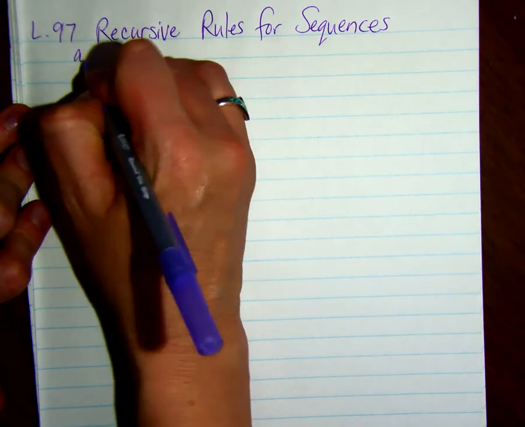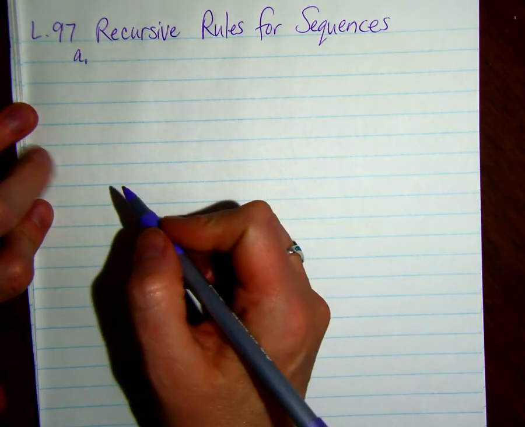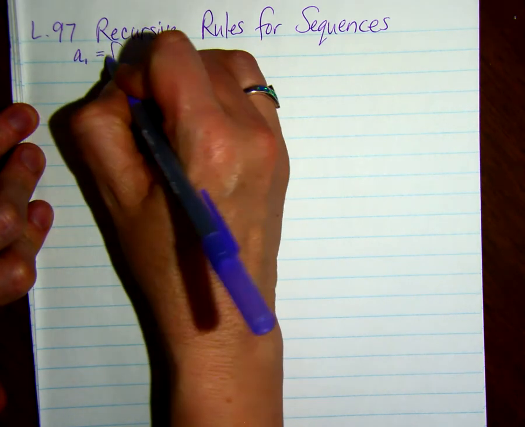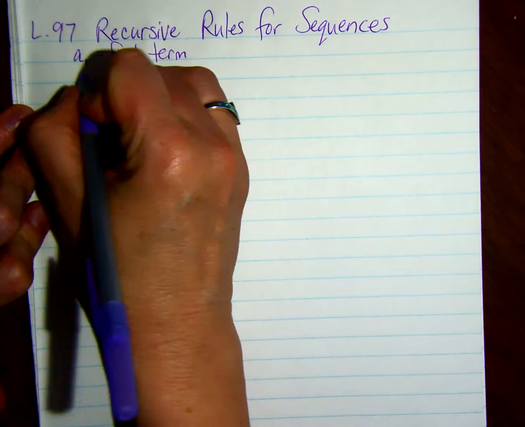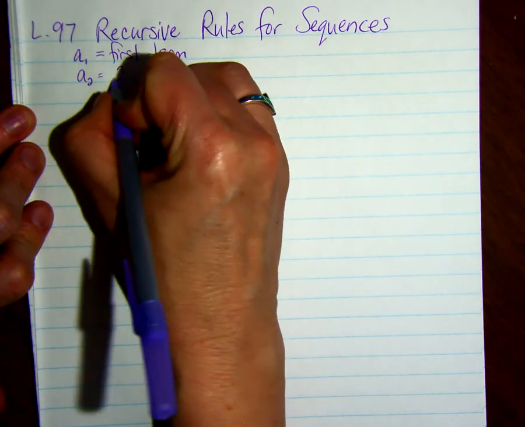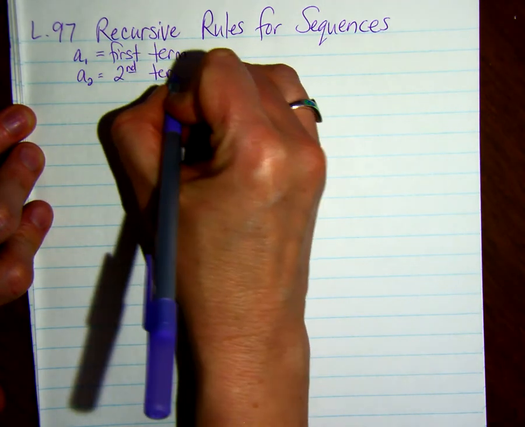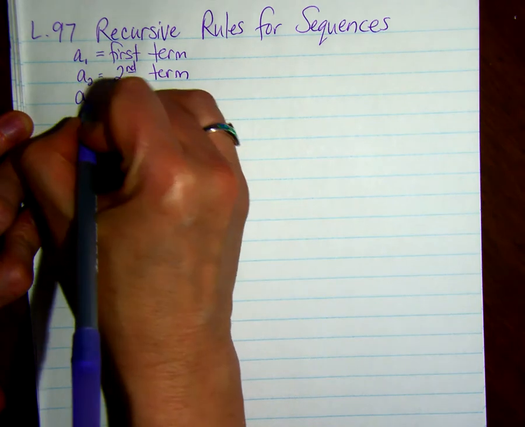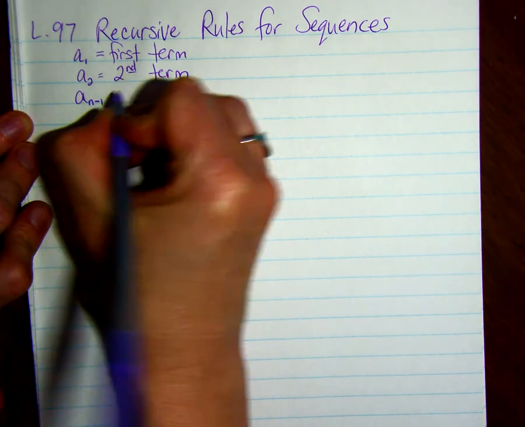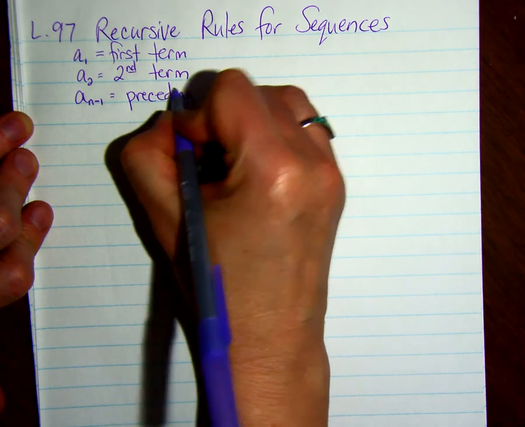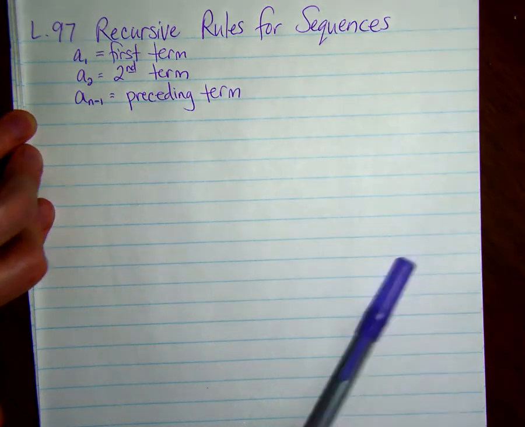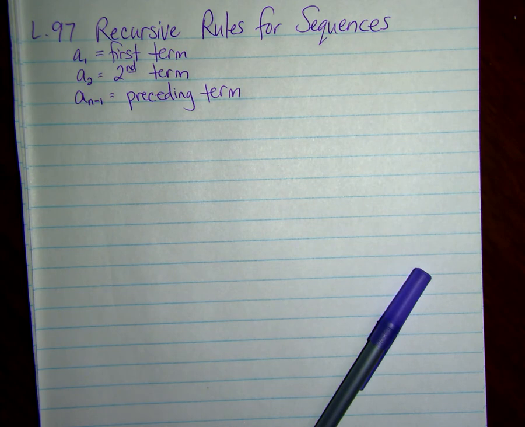When we have a little a sub 1, that just means the first term in a sequence. A sub 2 means the second term, and a sub n minus 1 is the preceding term. That means the one right before the term a sub n.